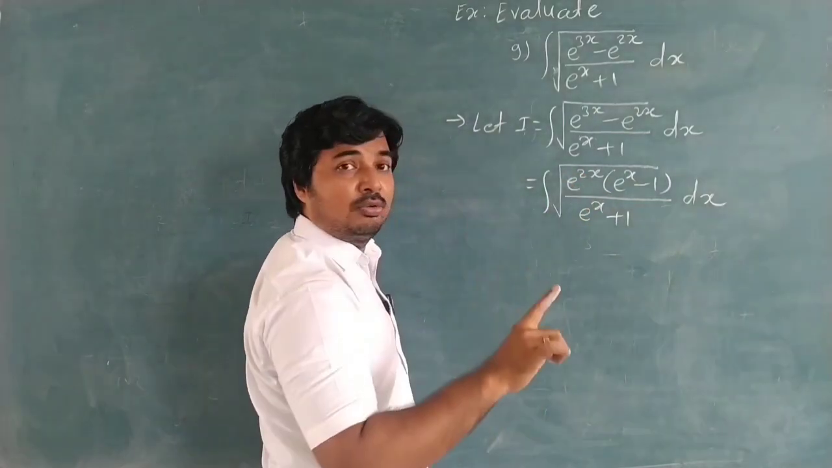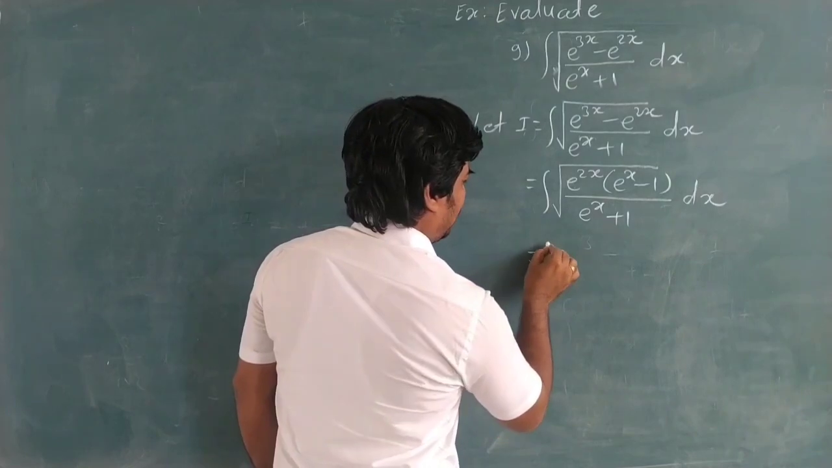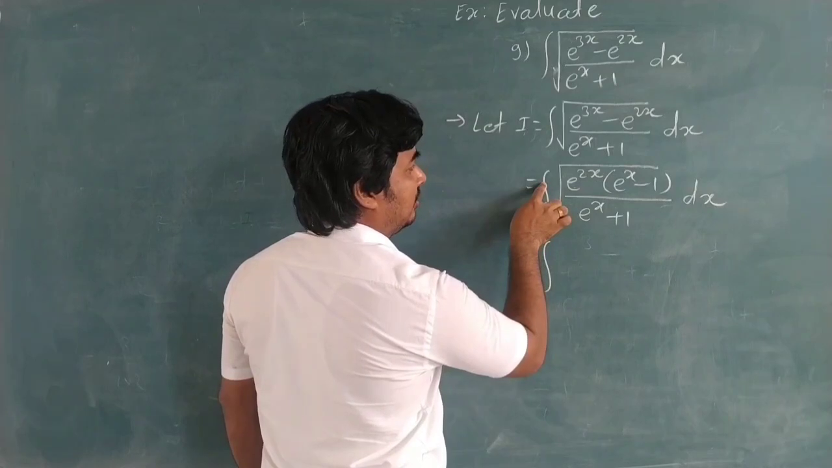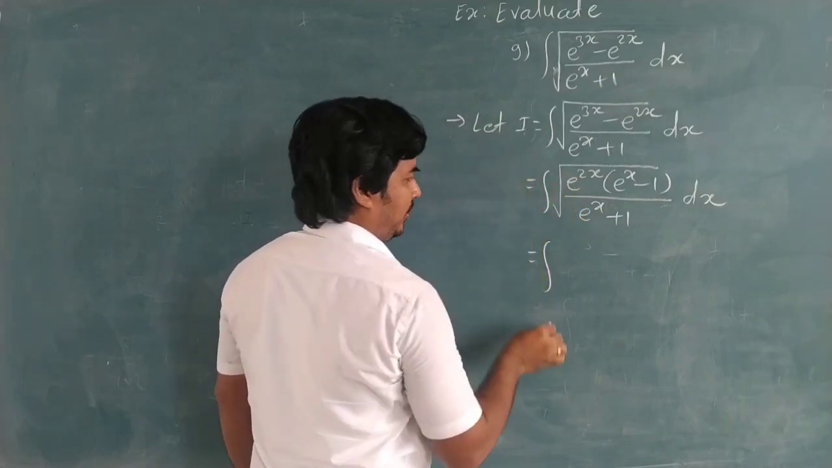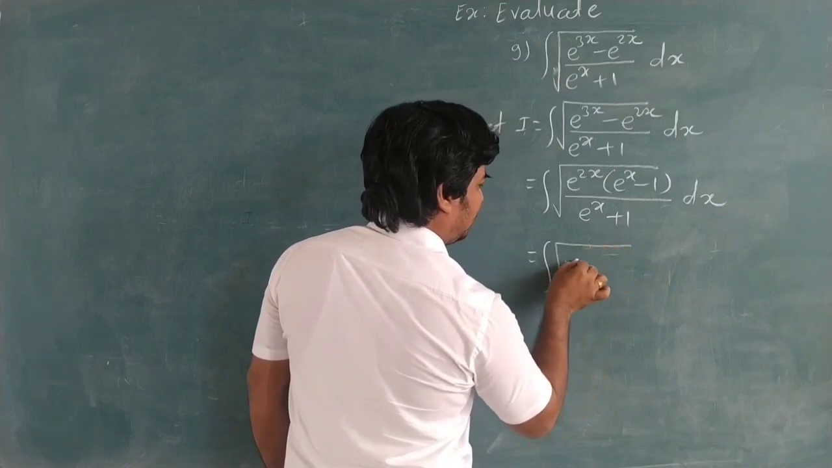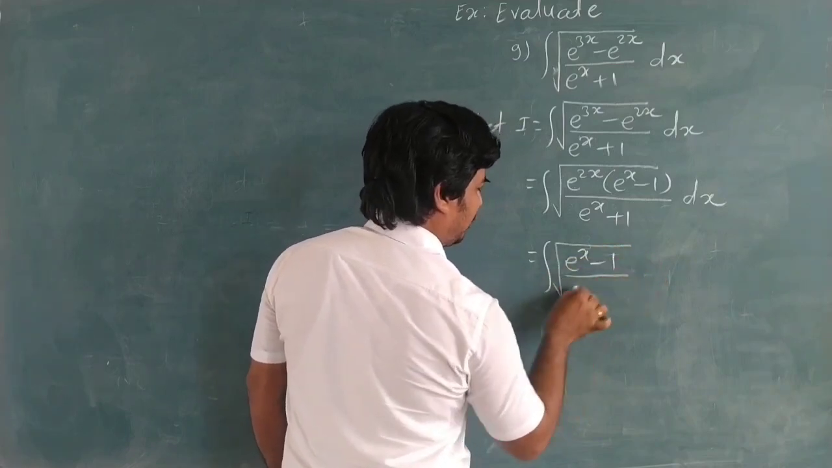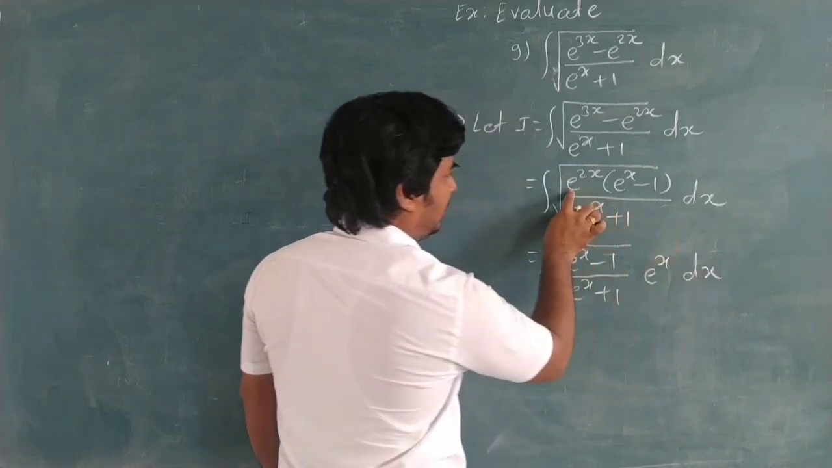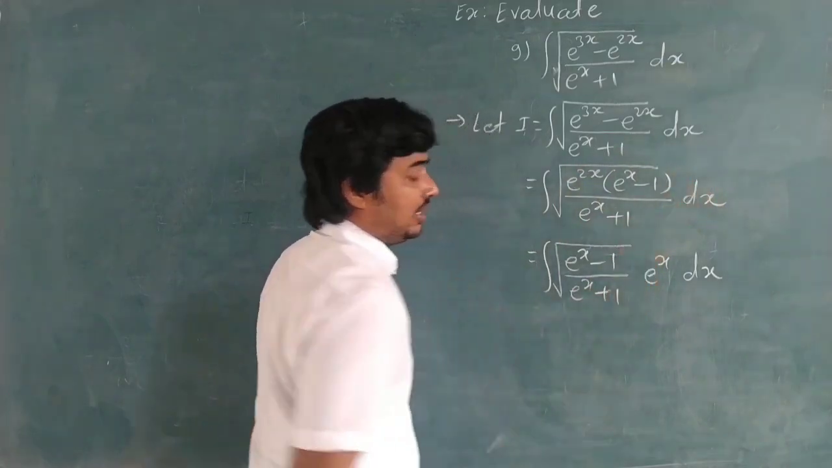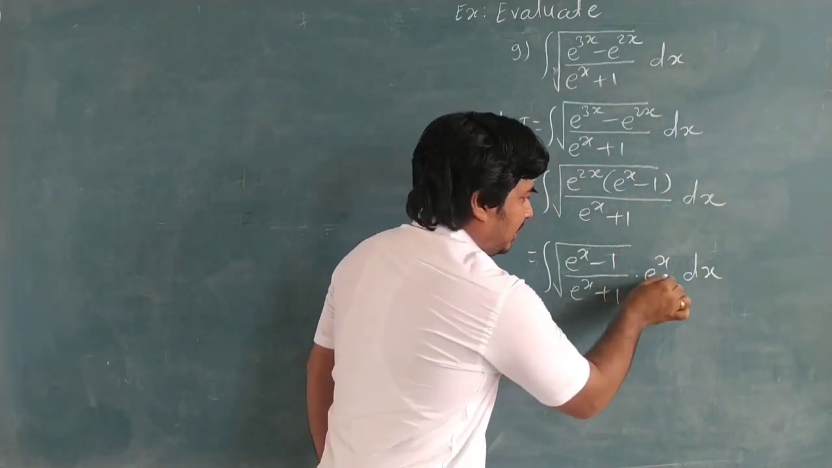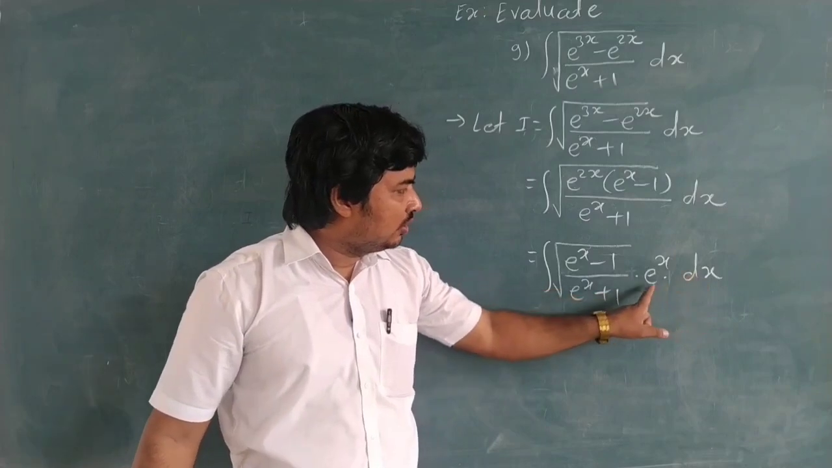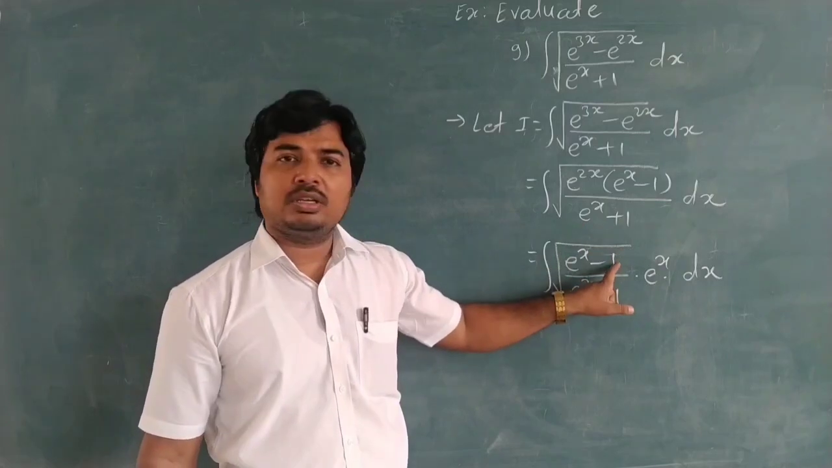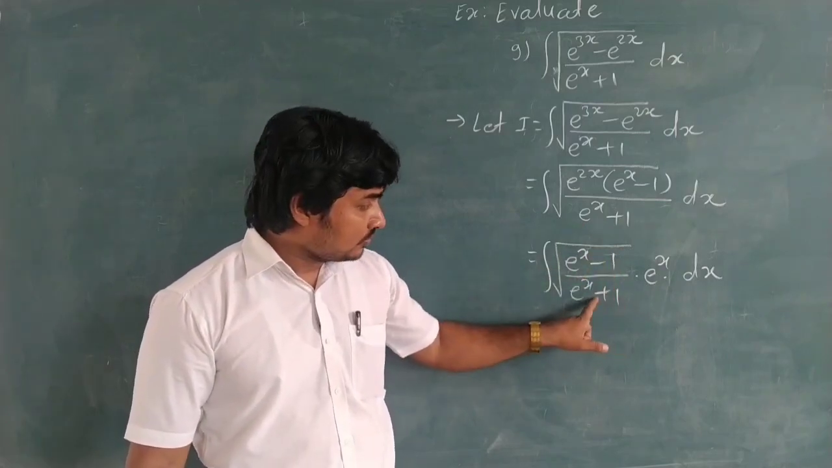The square root of e to the power 2x is e to the power x. So we can write e to the power x outside the square root, and here under root of e to the power x minus 1 upon e to the power x plus 1 into e to the power x dx. Now in the multiple of dx there are two terms: one is e to the power x and one is under root of e to the power x minus 1 upon e to the power x plus 1.